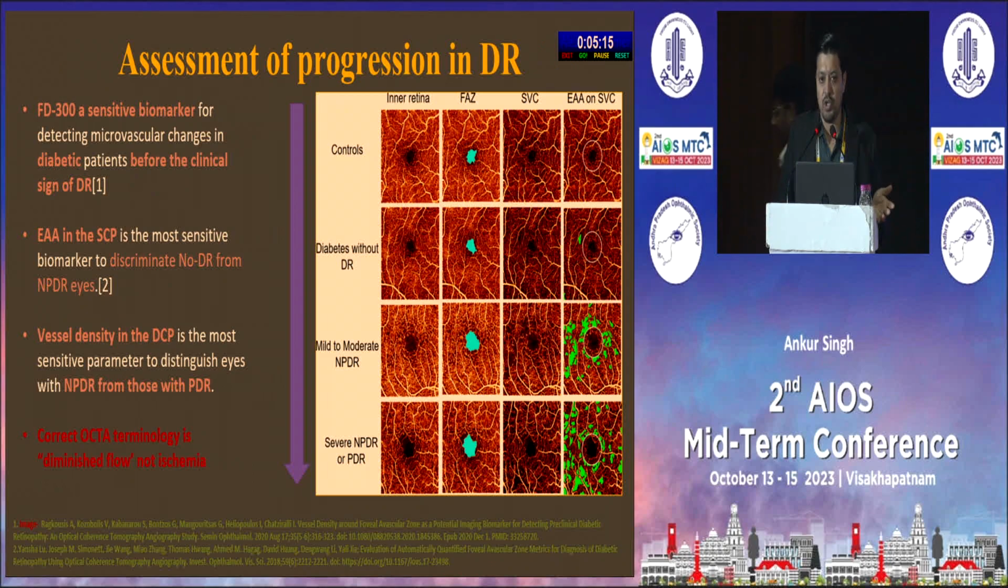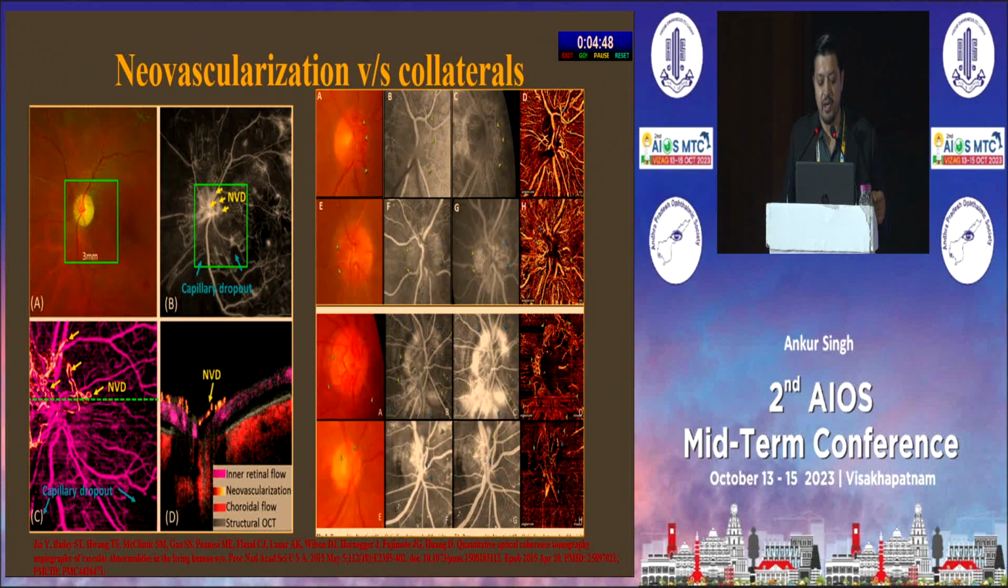So what do these quantifiable variables help us with? Rakausis et al. suggested that FD300 can act as a sensitive biomarker to detect subclinical diabetic retinopathy, while the extrafoveal avascular area in the superficial capillary plexus can discriminate a patient with no diabetic retinopathy from a patient with NPDR. Decreased vessel density can be a marker of the patient developing PDR.